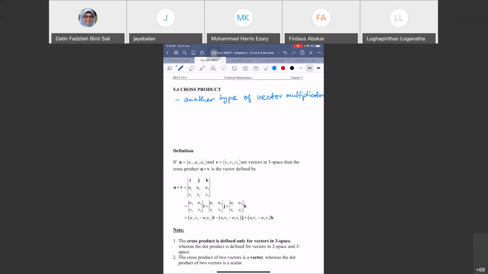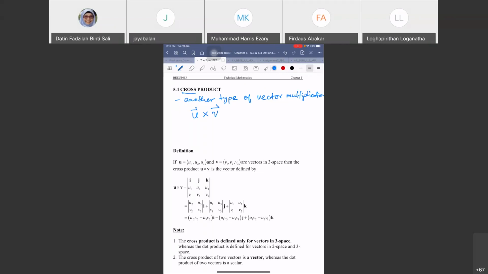So why is it named the cross product? One reason is the notation itself. If you want to find the cross product of two vectors, the notation would be u cross v. So that is the notation, cross, and that's why they call it the cross product.